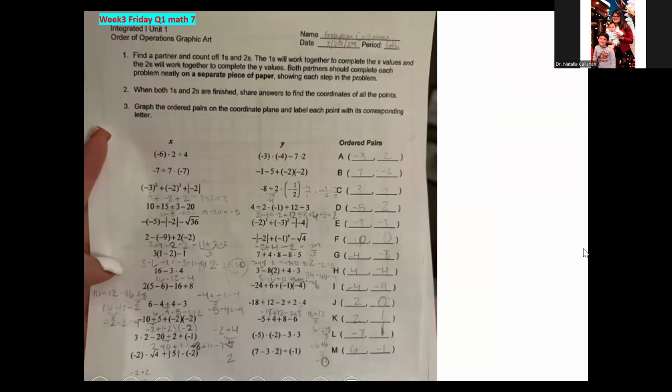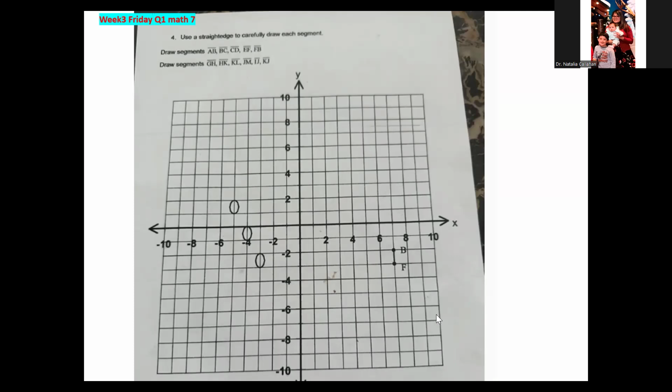Okay, so this is week 3 Friday, and we're going to go over the graphing portion of this. Assuming that you did this correctly with the X and Y's, we're going to go ahead and graph this. It says graph the ordered pairs on the coordinate plane and label each point with its corresponding letter. All right, so let's take a look at this very quickly.